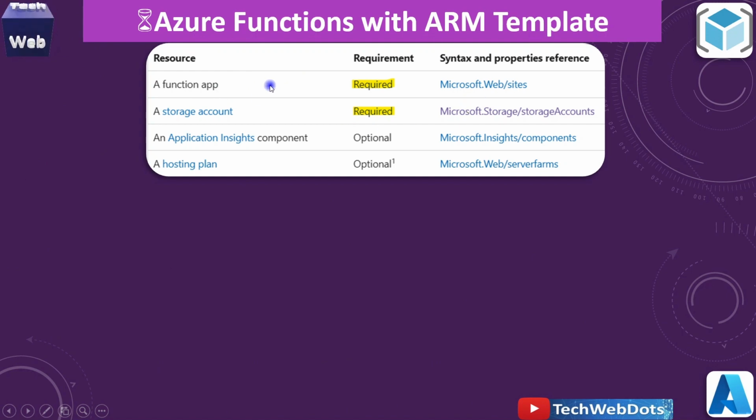So you can see there are at least two requirements. One, the Azure function app that we need to create, which is required, and a storage account. Why do we need a storage account with Azure Functions? The link is given in the description of this video, where I have explained how Azure Functions work behind the scenes, and that requires a storage account, especially of version 2.